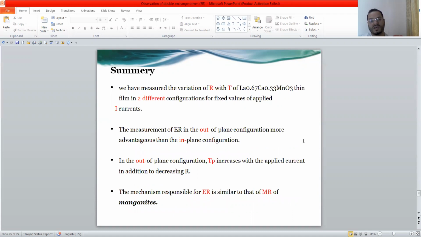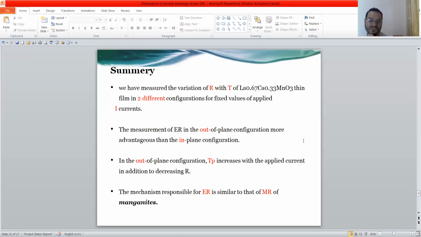We have measured, now I'm talking about the last slide. The last slide is the summary. We have measured the variation of resistance with temperature in the sample thin film in two different configurations, like I said, in-plane and out of plane. And the first image illustrated to us the shape of this device for a fixed value of applied currents.